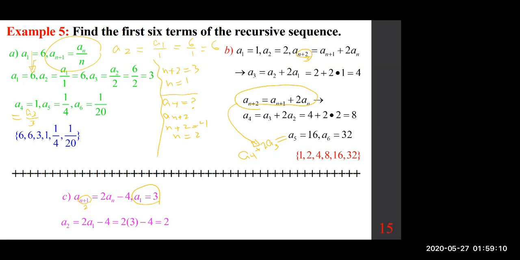A sub 3 must be 2a sub 2 minus 4. And again, as long as you can come up with 2, that means you can come up with all with no problem whatsoever.